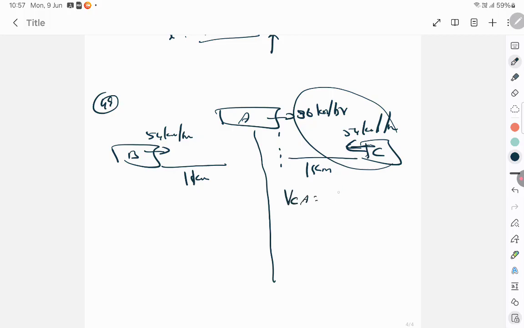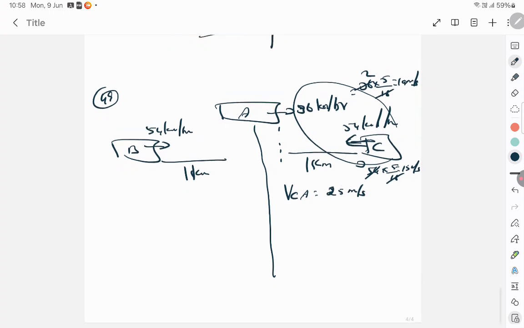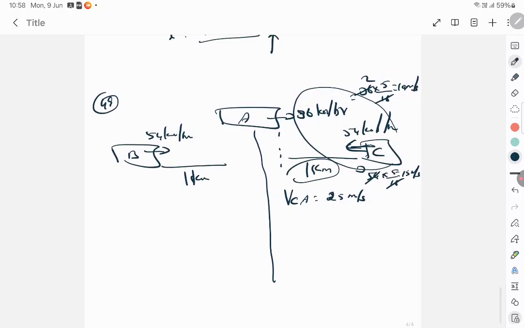They're coming in the opposite direction, so the velocities will get added. 54, let's convert into meter per second, because 36 into 5 by 18 is 10 meter per second, and 54 into 5 by 18 is 15 meter per second. So this is 10 and this is 15, both of them are going to get added. It's 25 meter per second is the relative velocity, and the distance is 1000 meters, 1 kilometer. So time taken for this journey is 1000 by 25, and that is 40 seconds, the time taken for this journey.